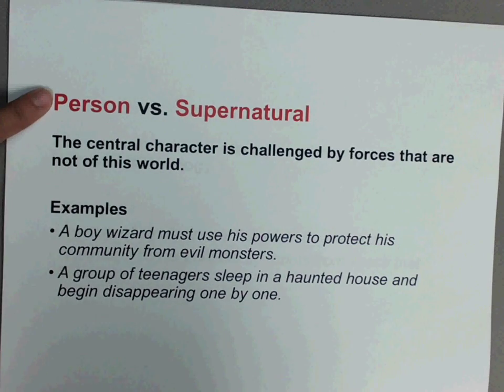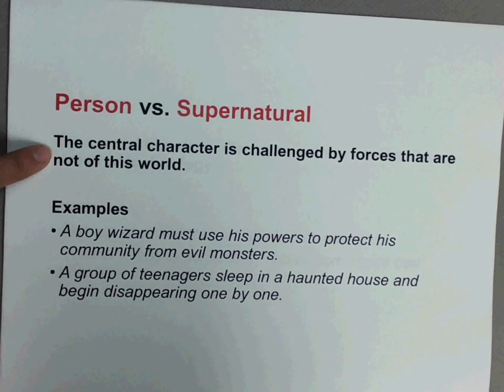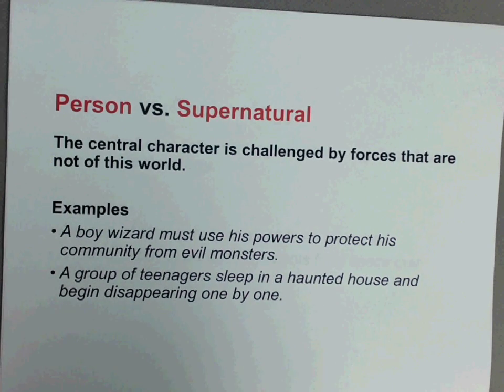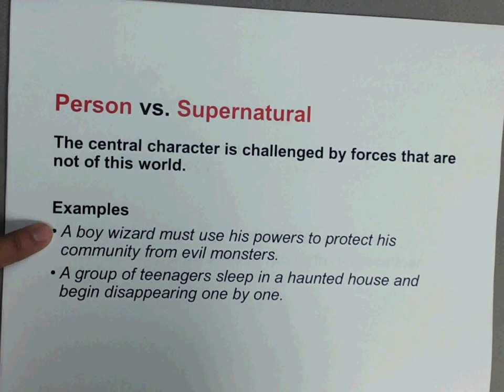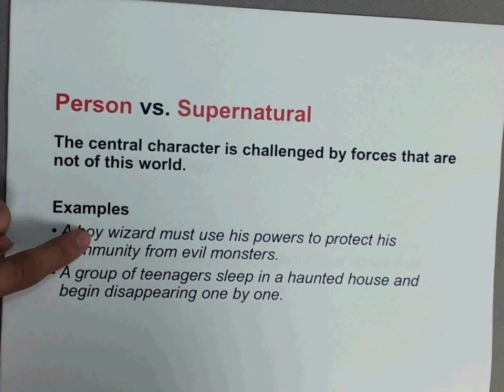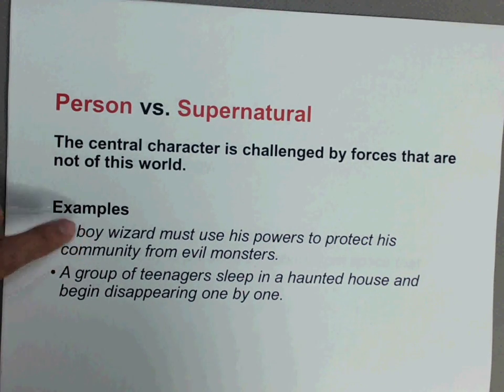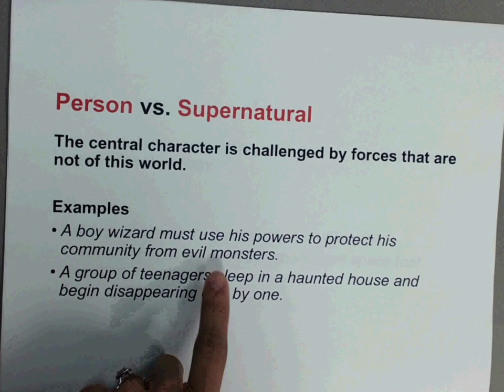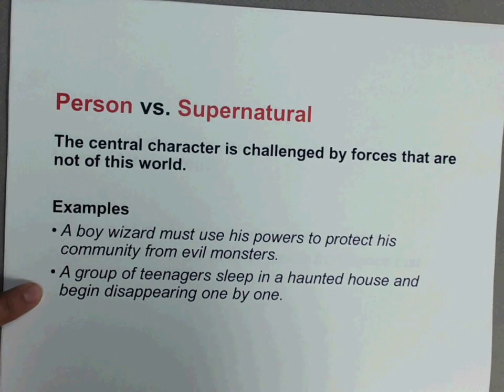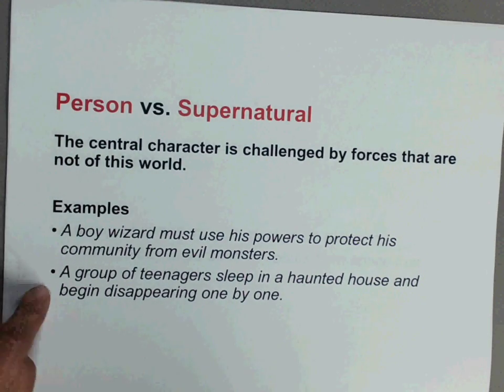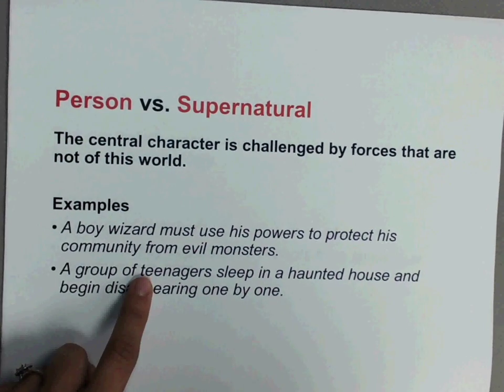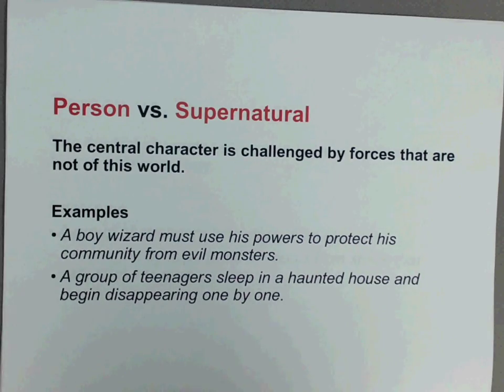Person versus supernatural. The central character is challenged by forces that are not of this world. For example, a boy wizard must use his powers to protect his community from evil monsters. So the person is the boy, and the supernatural is the evil monsters. And a group of teenagers sleep in a haunted house and begin disappearing one by one. So the person is the group of teenagers, and the supernatural is what is haunting the house.